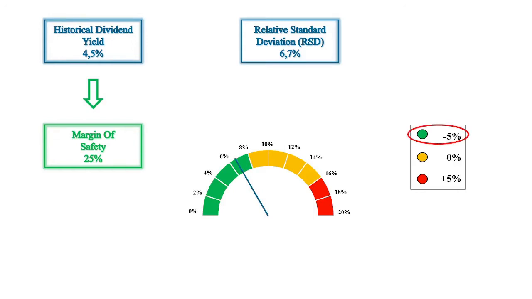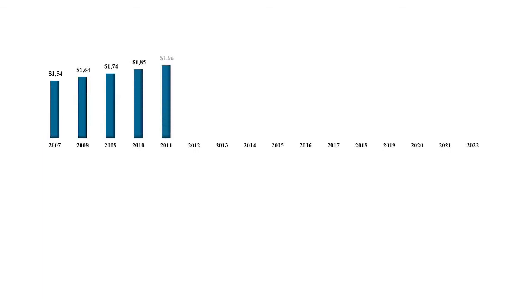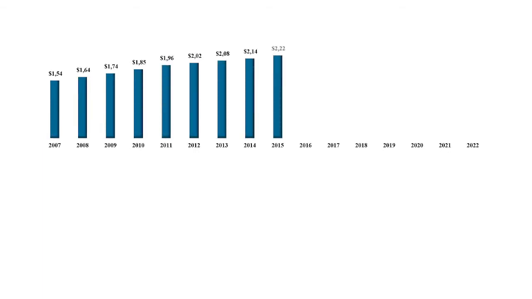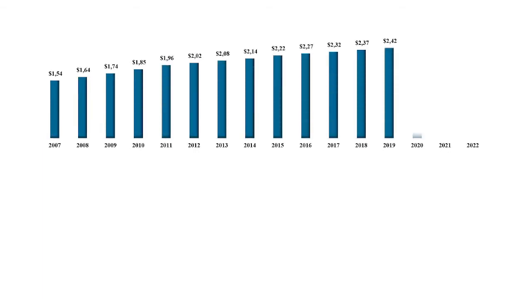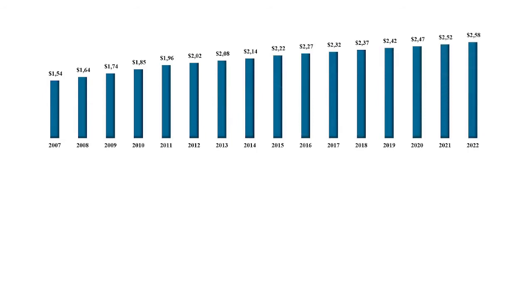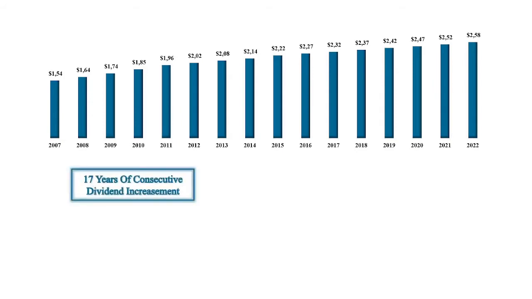As a dividend investor, the dividend growth of course is a very important metric for me. In 2007, $1.54 were paid, and in 2022, $2.58 is expected. Verizon has paid and increased the dividend for 17 consecutive years, which makes them a dividend contender.